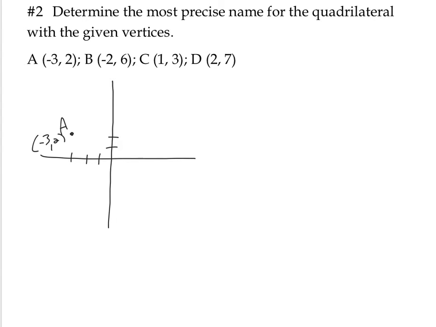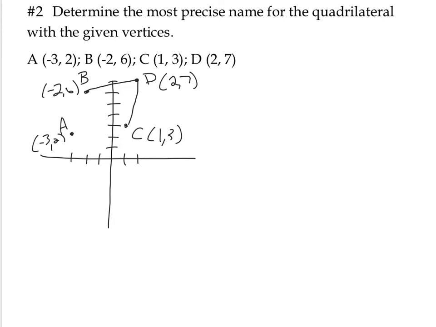Then we got point B at negative 2, 6, right about there. Then we got point C at 1, 3. That's point C at 1, 3. And point D is at 2, 7. And we could draw in then the sides. And so we've got a little bit of a sketch there of this particular quadrilateral. And we're going to determine the most precise name.